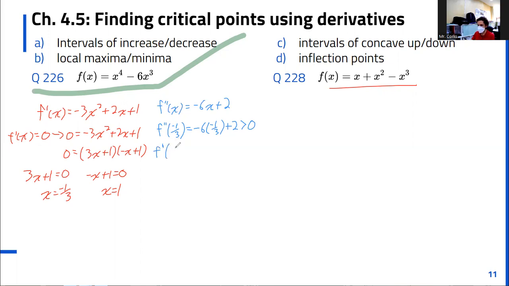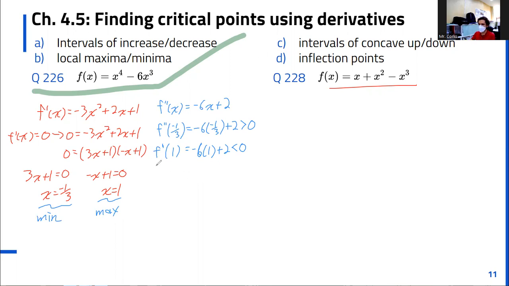And our other one here, second derivative at 1 here. So negative 6 times 1 plus 2, the whole thing. Okay, that's negative 4. So that's less than 0. Okay, so these 2 points here, less than 0, that means we have a minimum, sorry, other way around, it's concave down. So we have a maximum here. And if it's greater than 0, it's concave up. So that means we have a minimum here.